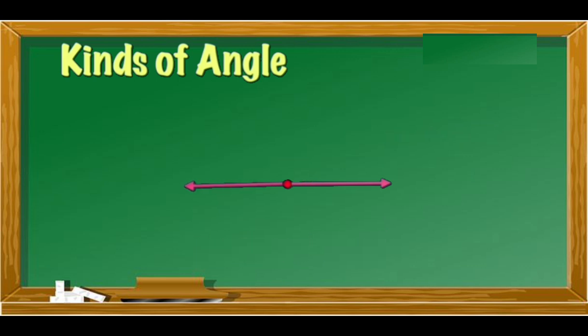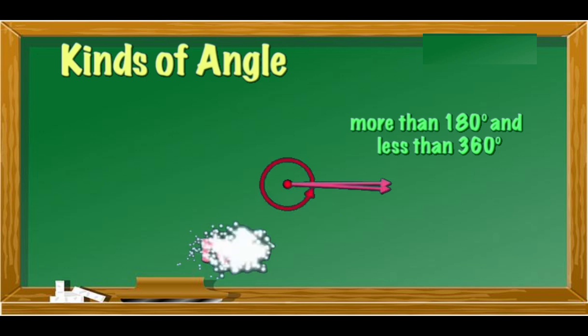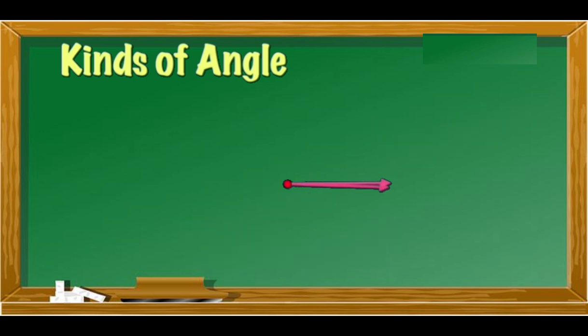Let's move the angle to more than 180 degrees. An angle which measures more than 180 degrees and less than 360 degrees is called a reflex angle.